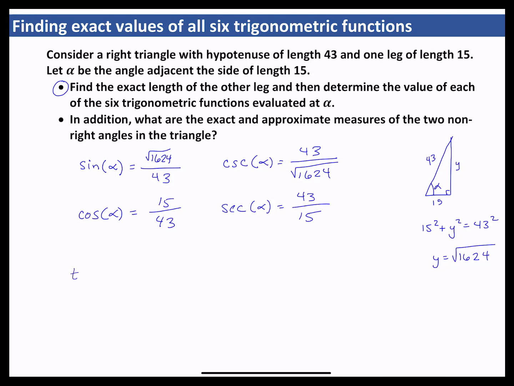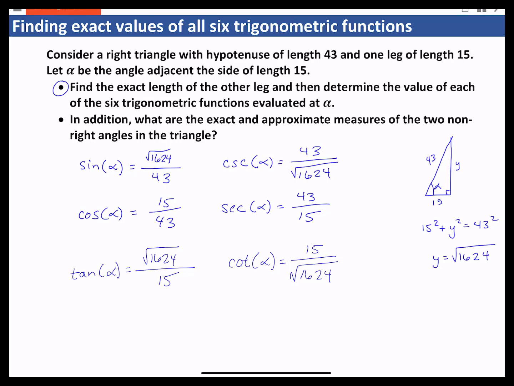All right, next we have the tangent of alpha, which we know is opposite over adjacent. So the square root of 1,624 divided by the adjacent leg, 15. And then the cotangent of alpha is defined to be the reciprocal of tangent. So we'll have the adjacent side, 15, divided by the square root of 1,624.